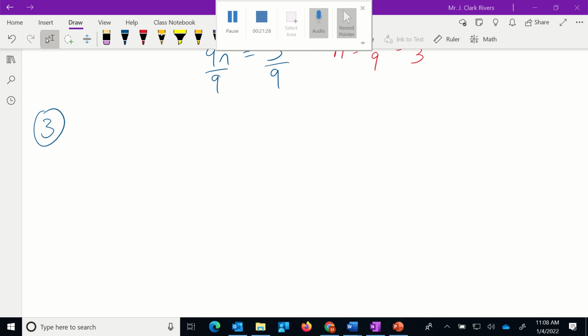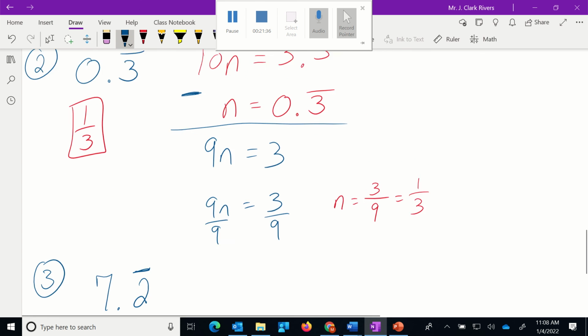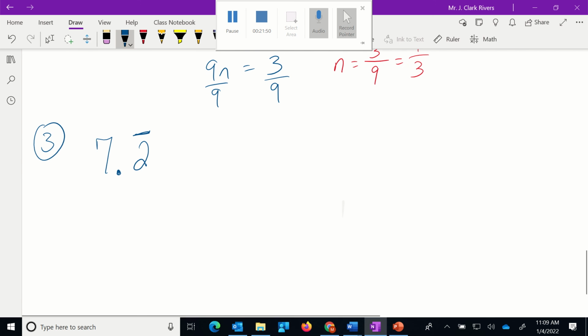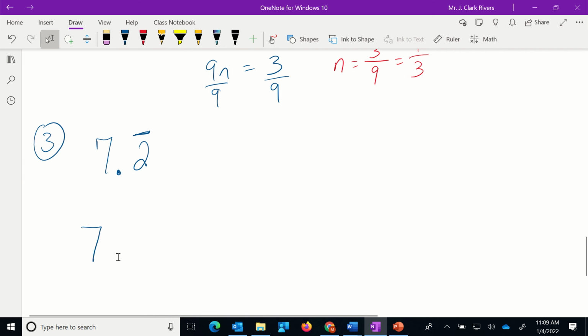Here we go, third one. We're going to change it up a little bit. 7.2 repeating. Now, this has a number to the left of the decimal. It's really not any more complex. We're going to make what's called a mixed number. So let's take that number to the left of the decimal, which is 7. I'm going to just write it out here. And then we've got to figure out what 0.2 is as a fraction. So we're just going to worry about the 0.2. Ignore the 7 for now. We're just going to have it here off to the side to create our mixed number later.